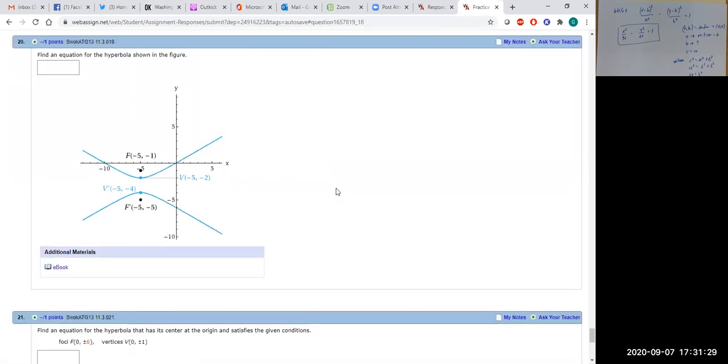All right, here's another one. So that was number 19. So this is number 20. Let's write down what information we can get from here. Can we figure out the center? Well, the center is always halfway between either the vertices or the foci. First of all, it's an up or down, which means the equation is going to be y minus k quantity squared over a squared minus x minus h quantity squared over b squared equals 1.